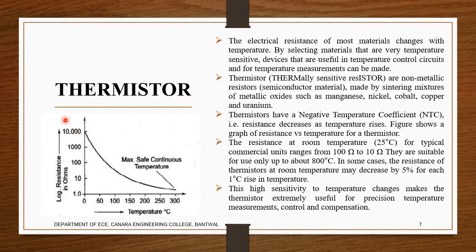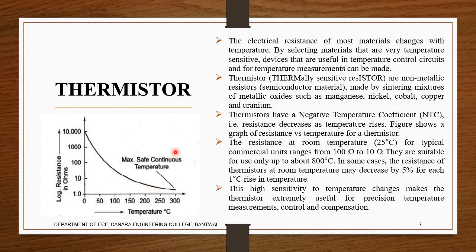This axis is the resistance and this is the temperature. So when resistance is high, temperature is low. When the resistance decreases, the temperature is increasing here. You can observe it here.